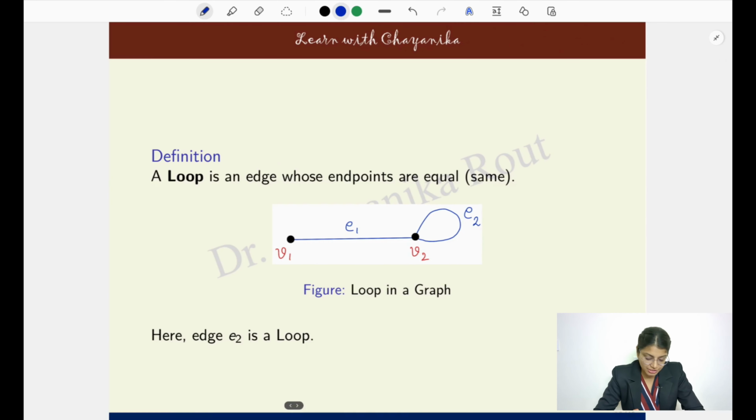So, let us see the definition. A loop is an edge whose endpoints are equal or same, and we give an example for that. This is a loop, E2 is a loop in the graph G.